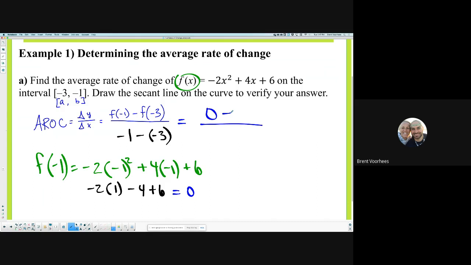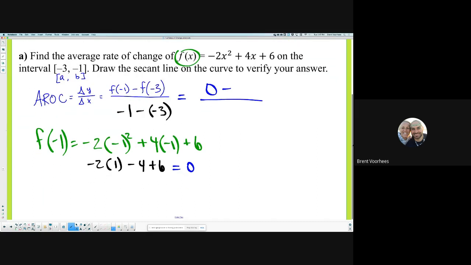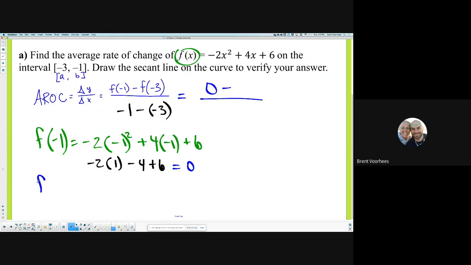Now let's find out what f of -3 is. Again, I'm going to substitute all through the equation. So we have -2 times (-3) squared. Is that it? Do I just have to simplify that? Plus 4 times -3. Well, I forgot the 4. 4 times -3. Good, Carlos. Plus 6.